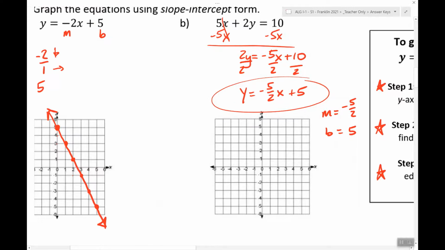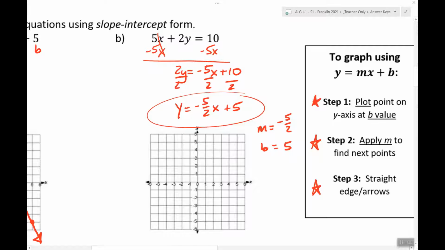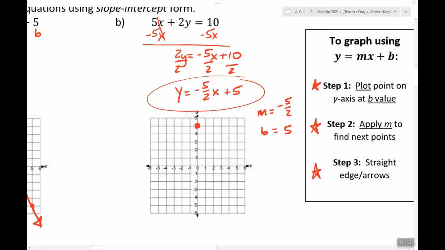So again, we have 5 for the intercept. Starts up here at 0, 5 on the y-axis. Slope is negative 5, that's a down 5, and then right 2. So notice when your slope is negative, you're going down to the right. If it was positive, we'd be going up to the right or down to the left. So down 5 over 2, down 5 over 2. These are a little more spread out, but that's okay. Draw your line through all 3 of them. Draw your arrows, and we're good.